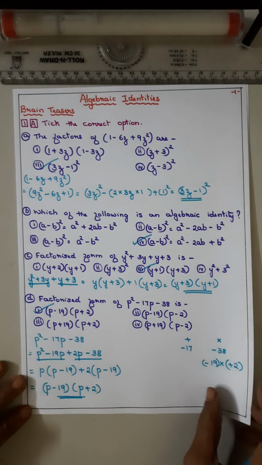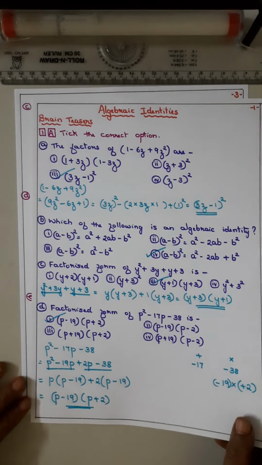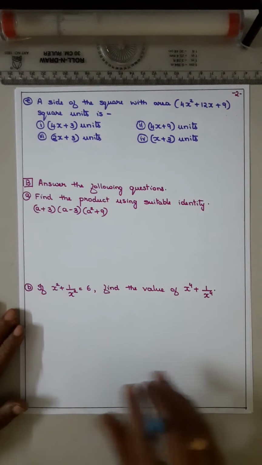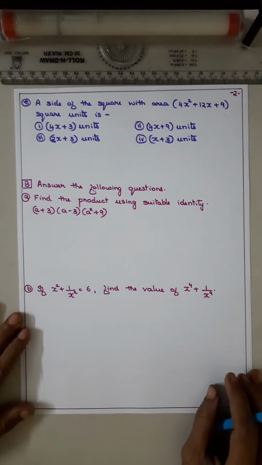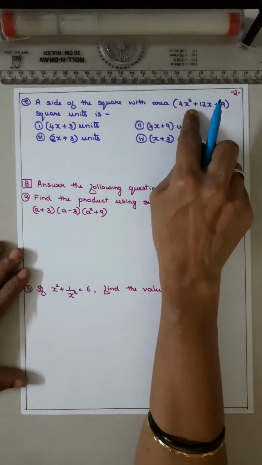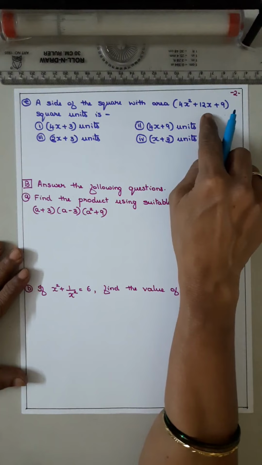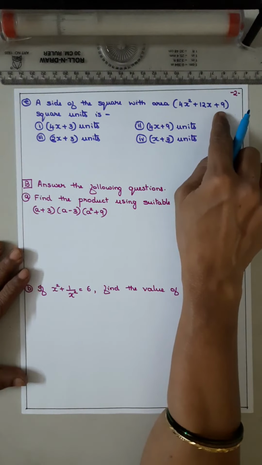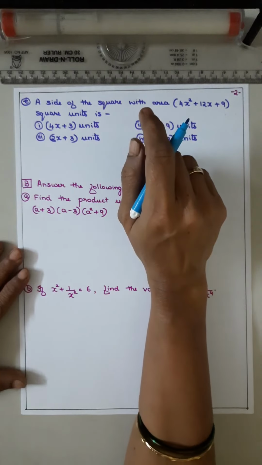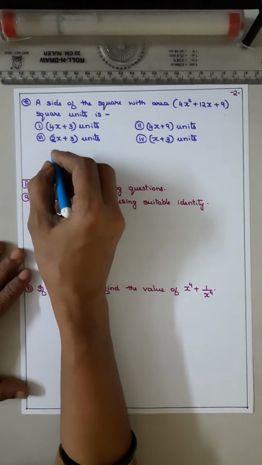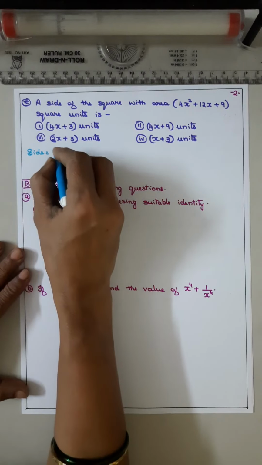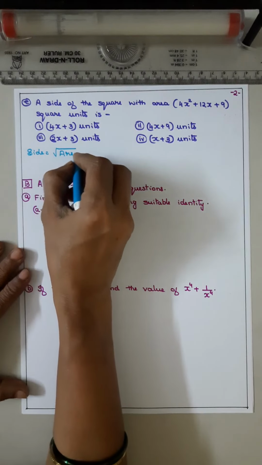Understood everyone? So we have completed the first question up to question D. Now coming to question E. A side of the square with area 4x squared plus 12x plus 9 square units. Find the side. So you know side is equal to what? Side is equal to square root of area.